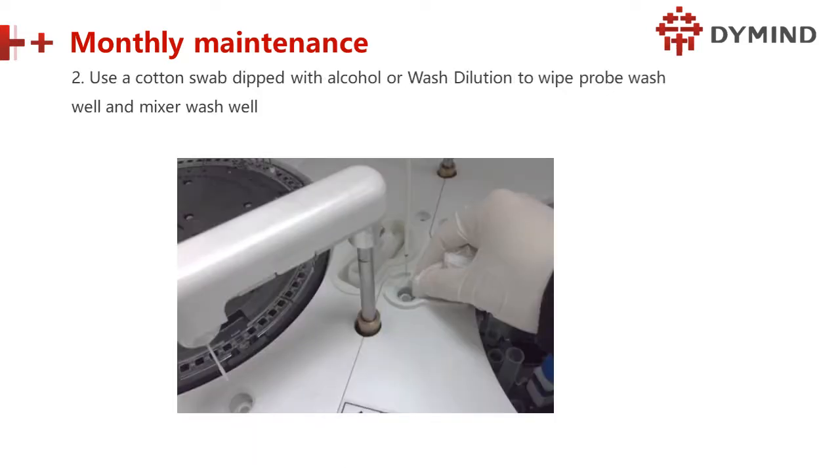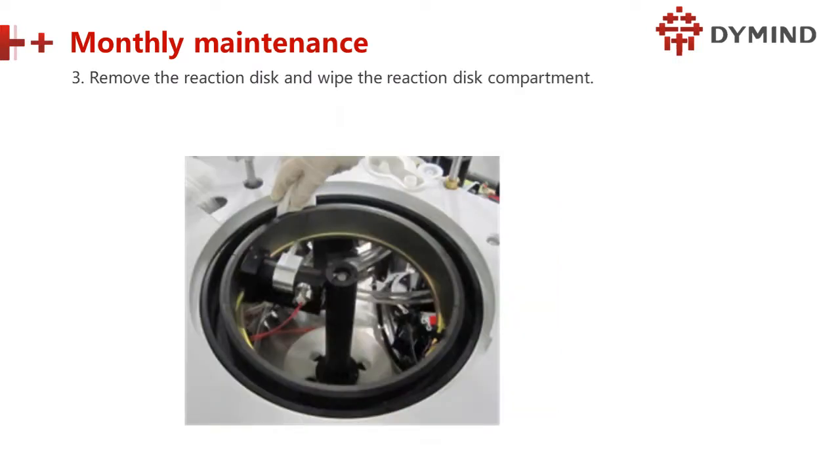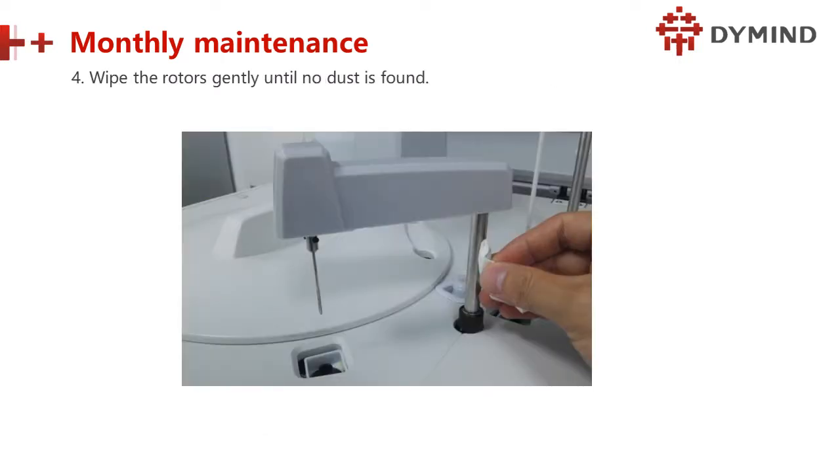Use a cotton swab dipped into alcohol or wash station to wipe the probe. Wash the wells and then the mix wash wells. Wash the wells here, wells here. Remove the reaction disc and wipe the reaction disc component. Clean here. And wipe the rotor gently until no dust is found. Clean here.